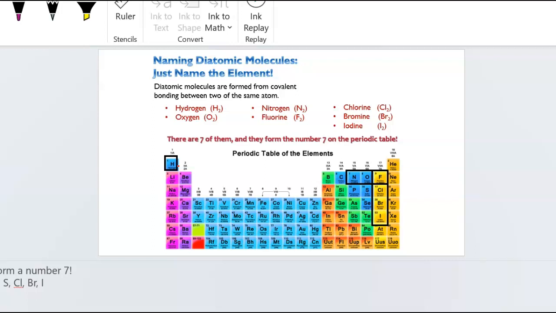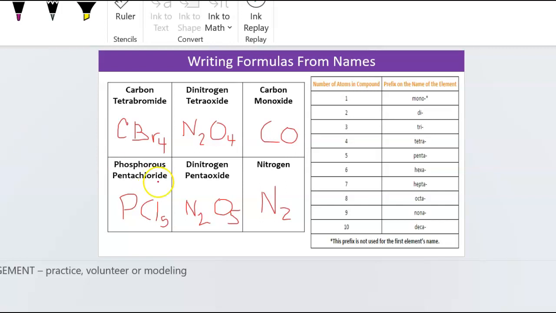Since they don't exist by themselves, we can just call them their names. So I don't have to say dihydrogen or dihydride, I could just say hydrogen. And everyone will know that I'm talking about H2 because 1 hydrogen just wouldn't exist. That holds true for all of them. So going back to the slide we were just working on, instead of saying dinitrogen here or just writing N, I know that nitrogen is one of the diatomic molecules, so I would write N2.